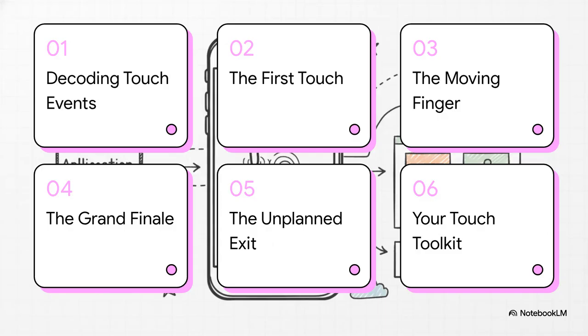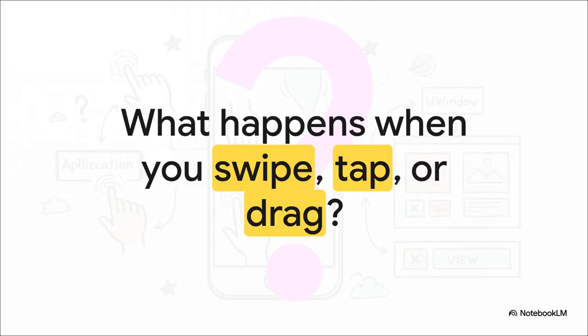So here's the plan. We're going to track this touch from the very beginning, follow it as it moves around, and see what happens at the grand finale when the interaction is a success. We'll even check out what happens when things go wrong, when the journey gets cut short. And then, to wrap it all up, we'll give you a kind of toolkit for handling all this stuff in your own apps.